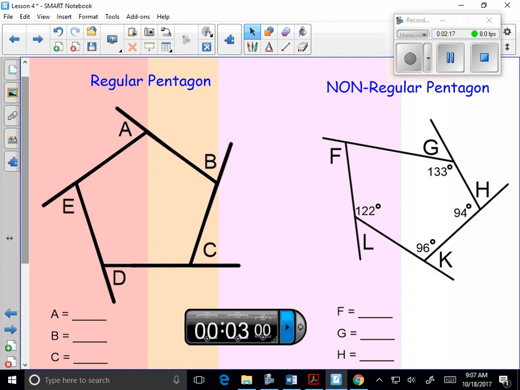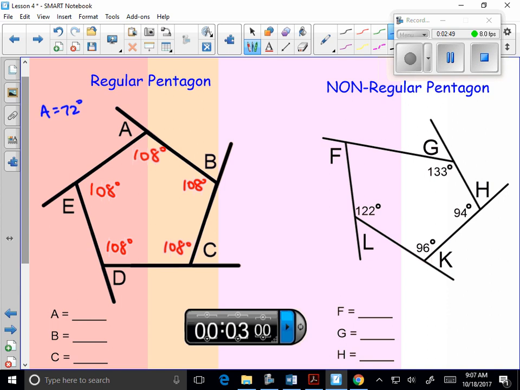Yes, Johnny. Equal, right? Would you agree that A, B, C, D, and E would be equal? Good. Now the interior angles would also be equal. And I just know, because I do this a lot, that in a regular pentagon the interior angles are all 108. So what does that make A, B, C, D, and E? 72, right? That makes each of those 72.